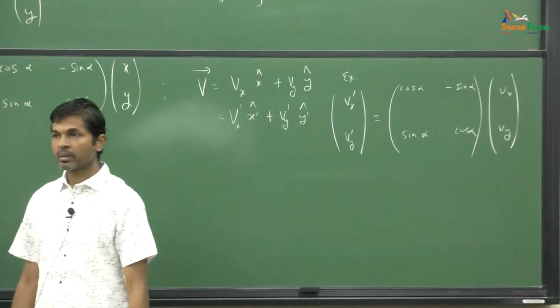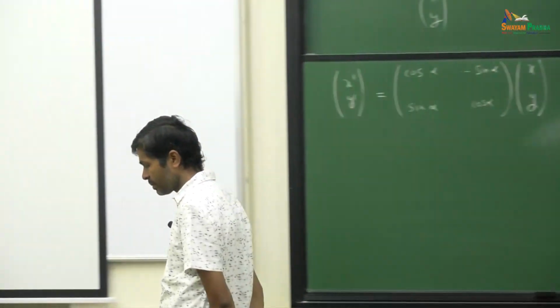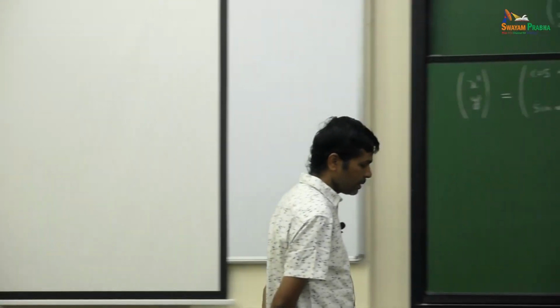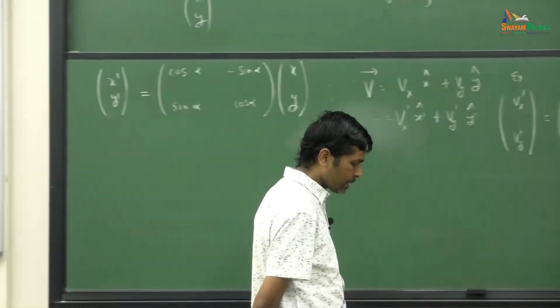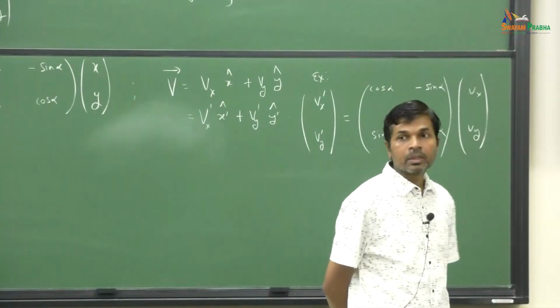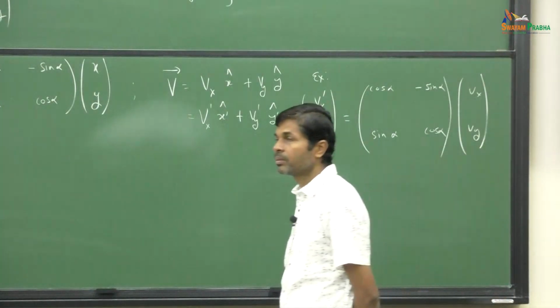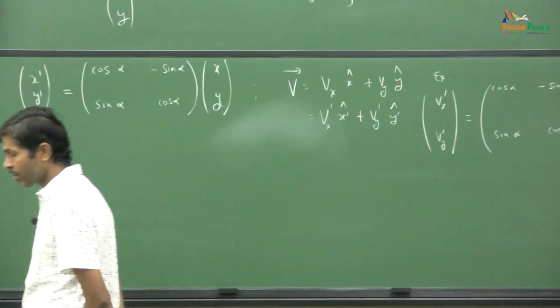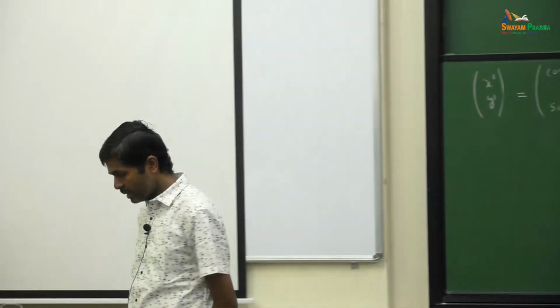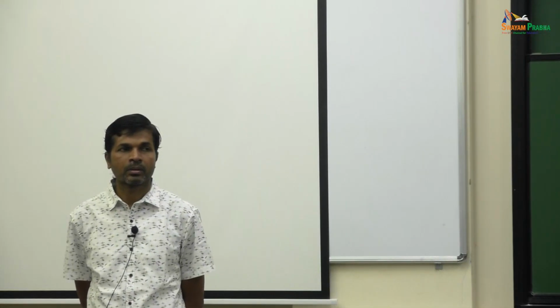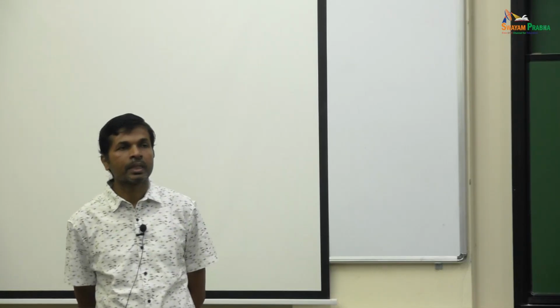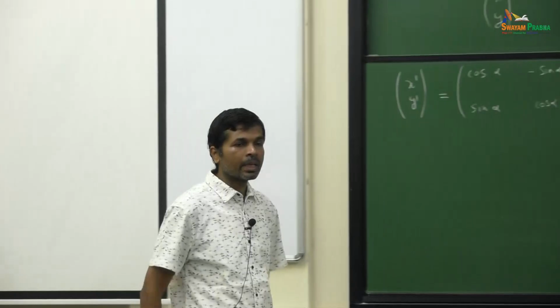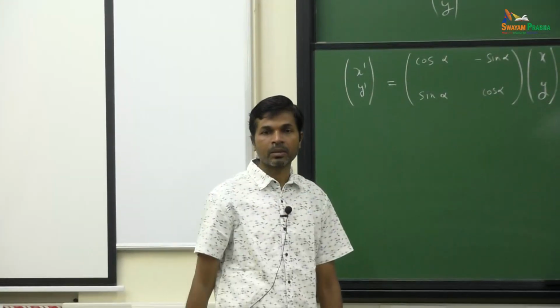This is how the new components are related with the old components. Now what about a vector in 3 dimensions? We considered a vector in a plane, but the generalization to a vector in 3 dimensions is straightforward, it's trivial. If you consider 3 dimensions, then there are 3 independent ways you can perform a rotation. For example, you can keep the z-axis fixed and then you can rotate about the z-axis.